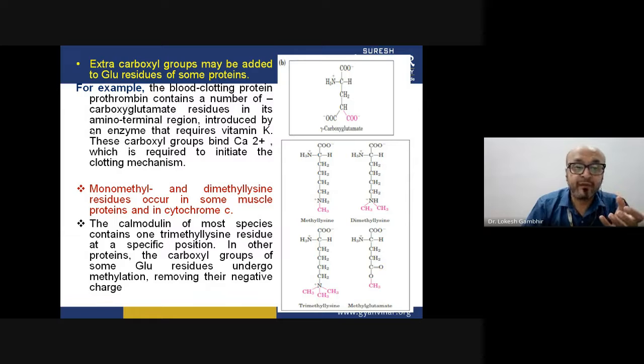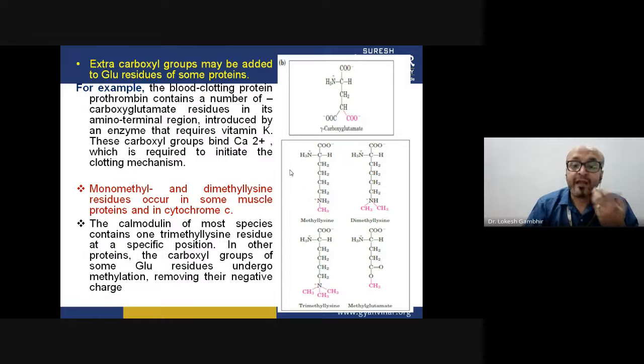This prothrombin protein has been shown to contain multiple carboxyglutamates, which is responsible for blood clotting, and that requires vitamin K. This carboxyl group goes and binds to the calcium ion, which is required for initiating the clotting mechanism, and that is why it is very crucial for prothrombin.